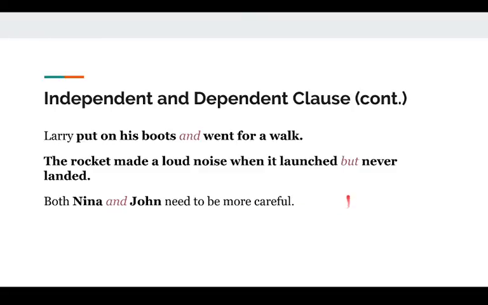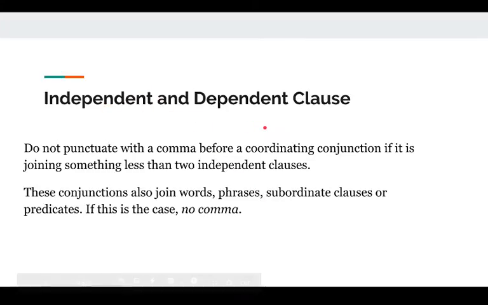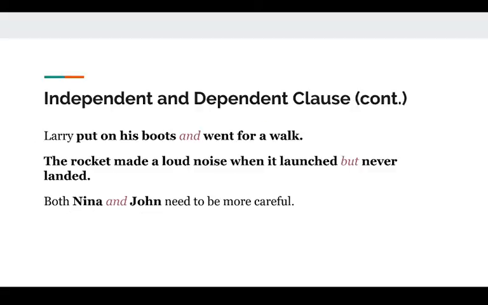So here we have a coordinating conjunction. Remember, we do not have any commas in any of these three sentences because you do not have a comma if it's joining phrases. Phrases, independent and dependent clauses are phrases. It just depends, again, if it's independent, if it can stand by itself, or if it's dependent, it cannot stand by itself. So this last sentence, both Nina and John need to be more careful.